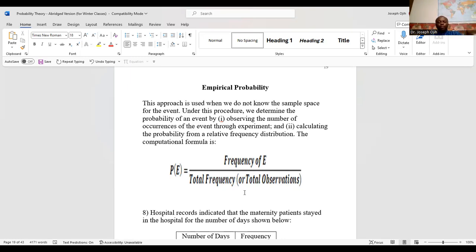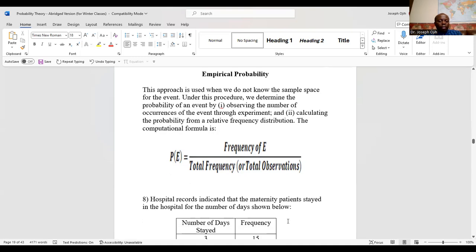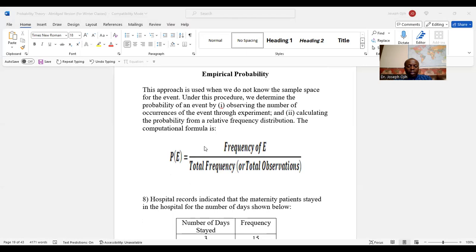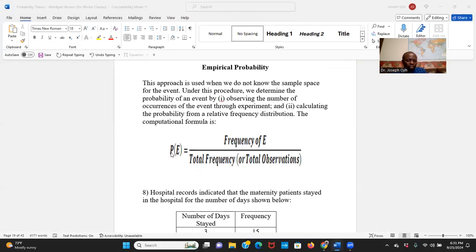Under empirical probability, we don't know what the sample space is. So that means we have to estimate the sample space by ourselves, and then observe the number of occurrences of the event through an experiment. After that, we can calculate the probability from a relative frequency distribution. Under the empirical approach, we calculate the probability of an event using this formula: probability of event E equals frequency of event E divided by the total frequency.